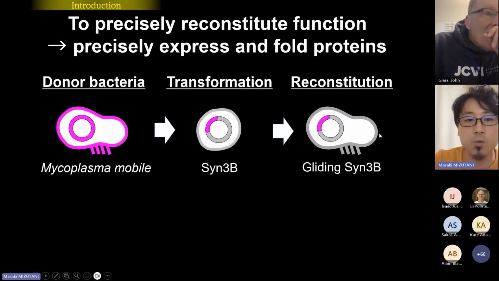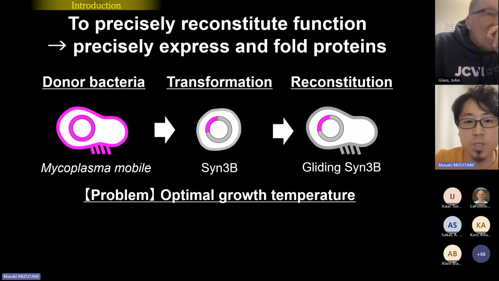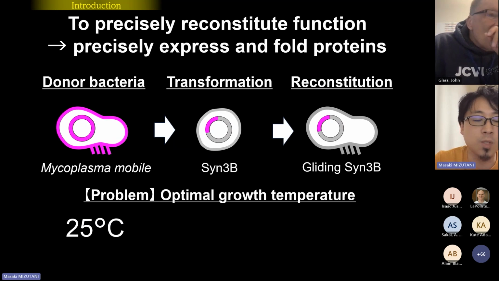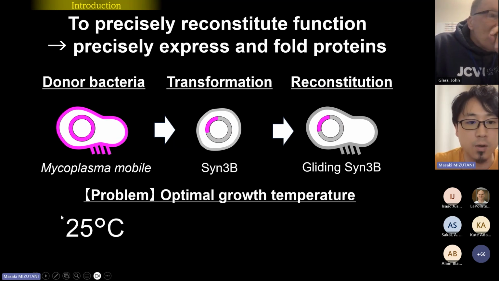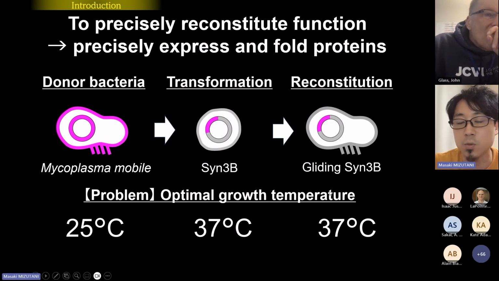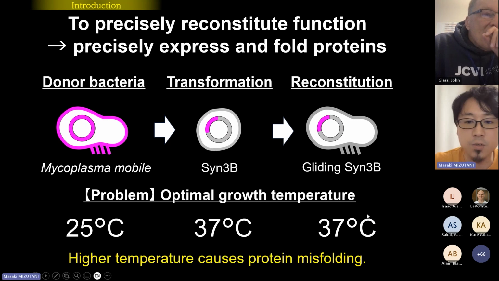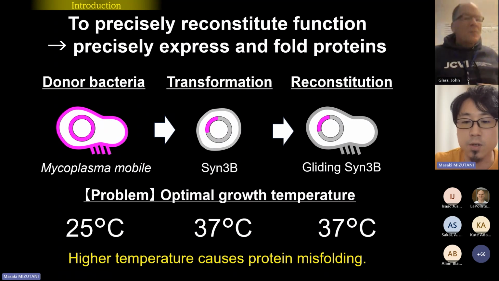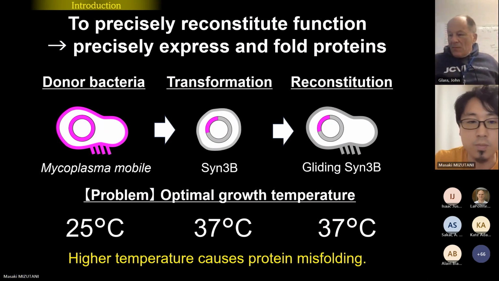But here we have one problem. The problem is the difference in optimal growth temperature. The optimal growth temperature of Mycoplasma mobile is around 25, but the optimal growth temperature of Syn3B is 37. The optimal growth temperature of the host transformer is also 37. And this difference in temperature sometimes causes protein misfolding, resulting in failed reconstitution.